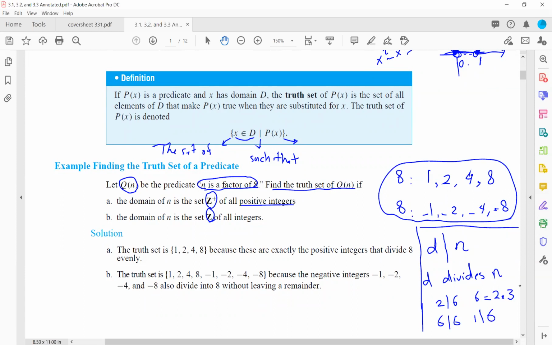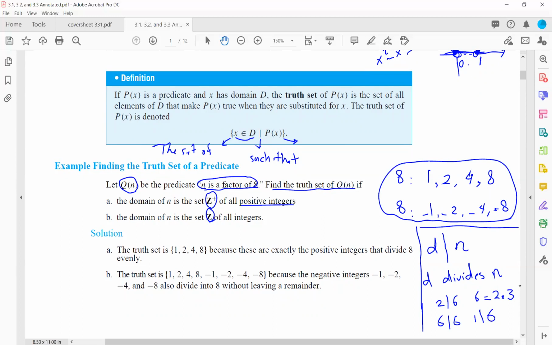So the truth set for all factors of 8 with this domain, the positive domain, is the set of 1, 2, 4, and 8. What if we consider all integers, like Z? Z includes all negative and positive counting numbers along with 0. Perfect. So we can list all factors of 8, either positive or negative.